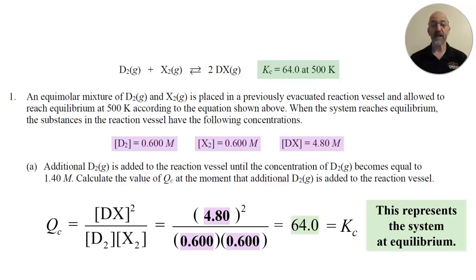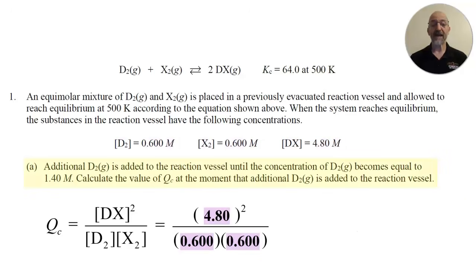Now, with Le Chatelier's principle, there is often a change or a stress placed on a system already at equilibrium. So here comes that stress or that change in part A. In part A, it says additional D2, which happens to be one of the reactants, is added to the reaction vessel until the concentration of D2 becomes equal to 1.40 molar.